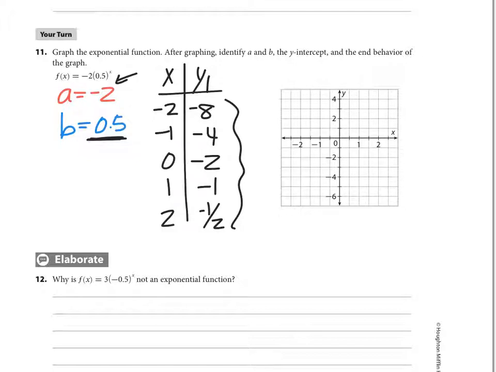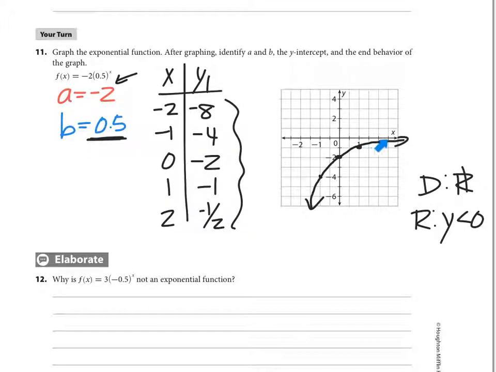So we plot these points, -2, -8, which doesn't actually fit. -1, -4 would be here. 0, -2, 1, -1, and then 2, -1/2. So then our curve goes like this. So it is actually increasing because it got flipped over the x-axis by being multiplied by negative. Domain for this one is, again, all reals, range. Y is less than 0 because it's going 0 down. Again, it's not equal to.